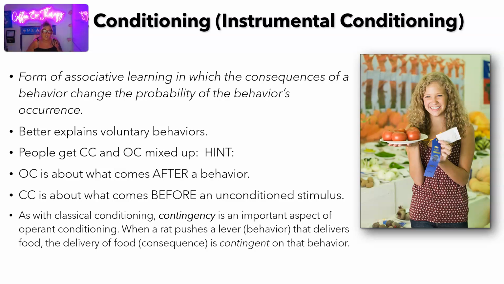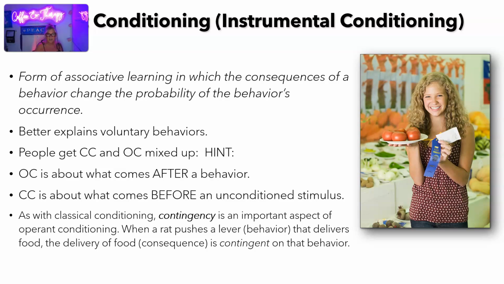So now we move to operant conditioning. That is a form of associative learning in which the consequences of a behavior change the probability of the behavior's occurrence. Now, in this PowerPoint, I'm going to give you a lot of links that are really cool to give you examples of all of these concepts. Operant conditioning better explains voluntary behaviors. That's the difference. Operant is voluntary. People get classical conditioning and operant conditioning mixed up. So here's a hint: operant conditioning is about what comes after a behavior. Classical conditioning is what comes before an unconditioned stimulus.